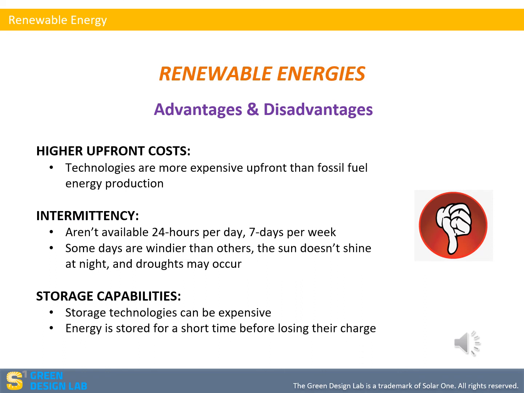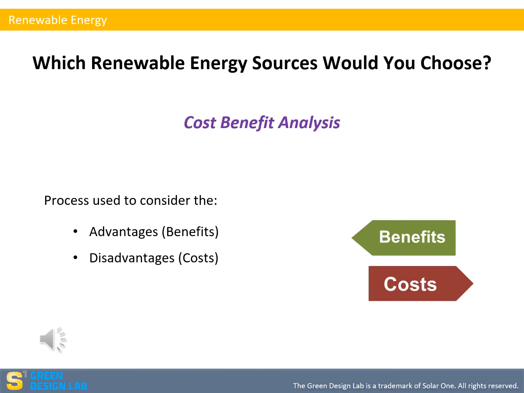Some disadvantages for using renewable energy sources are: the technology is more expensive to install than fossil fuels. Renewable energies have intermittency issues, which means that they are not available 24 hours per day, 7 days per week. To help solve the intermittency problem, engineers have developed technologies to store large amounts of energy. But some of the storage technologies can be expensive, and energy is stored for a short time before the battery has to be recharged.